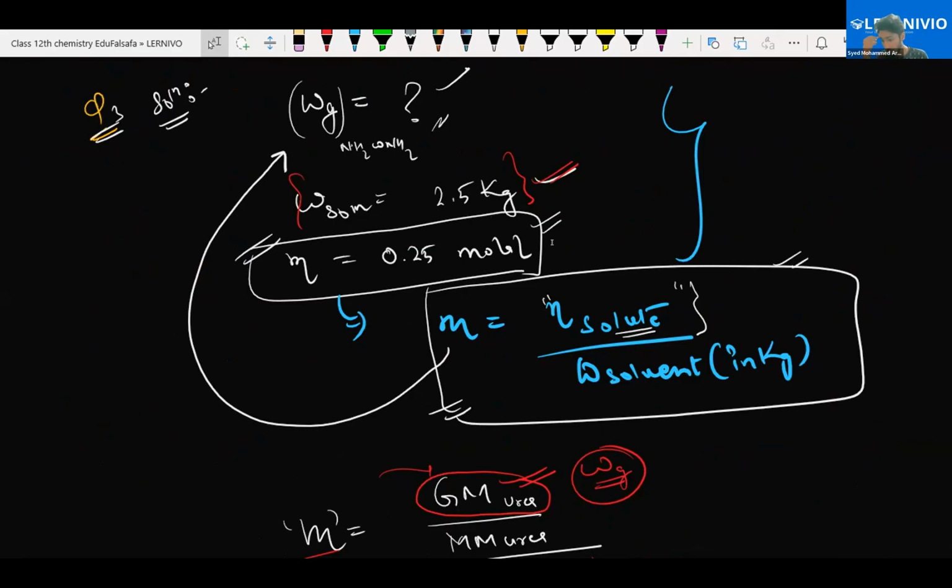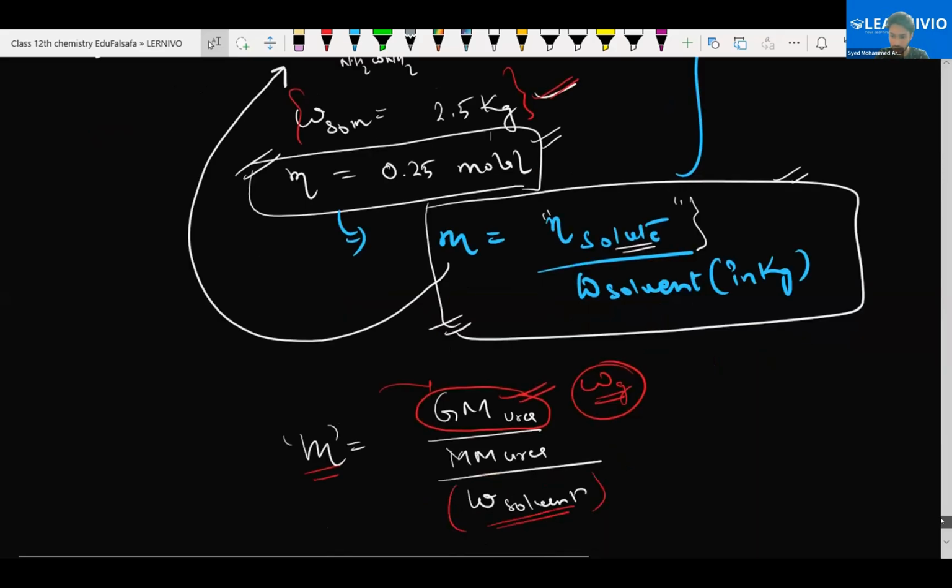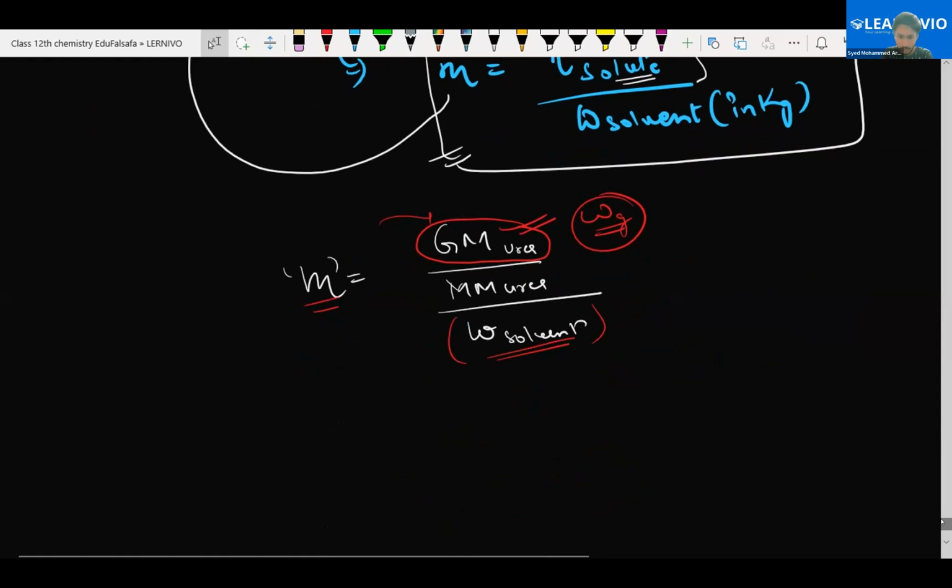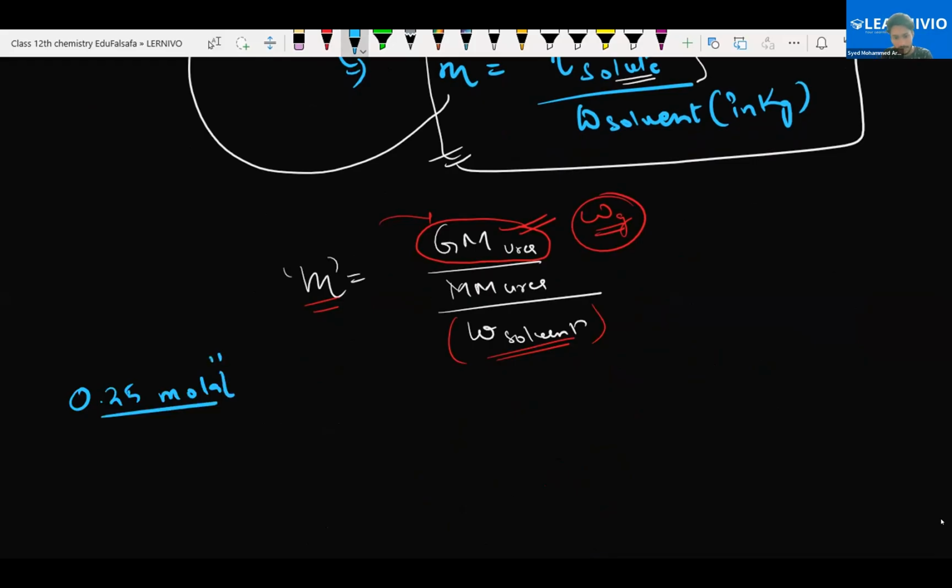Just think, use your mind. Think a little, it will come. Okay, let me help you. 0.25 molal, this is given to you. Just expand this thing, expand this concentration term.